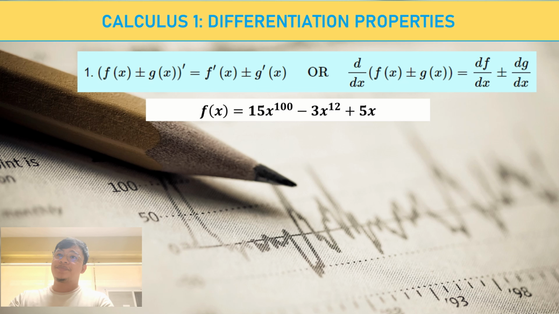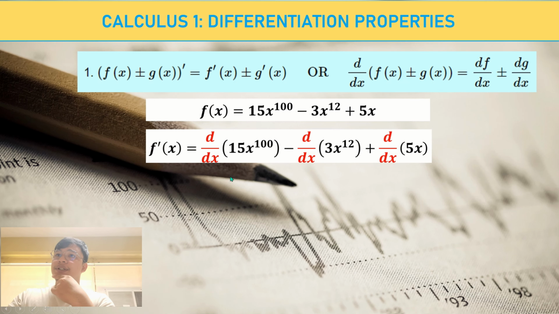Say for example, we wanted to calculate the first derivative of the function f of x is equal to 15 times x raised to the power of 100 minus 3 times x raised to the power of 12 plus 5x. So the property states that we can derive a polynomial function term by term, separately. Ito ang ibig sabihin ng properties nito.